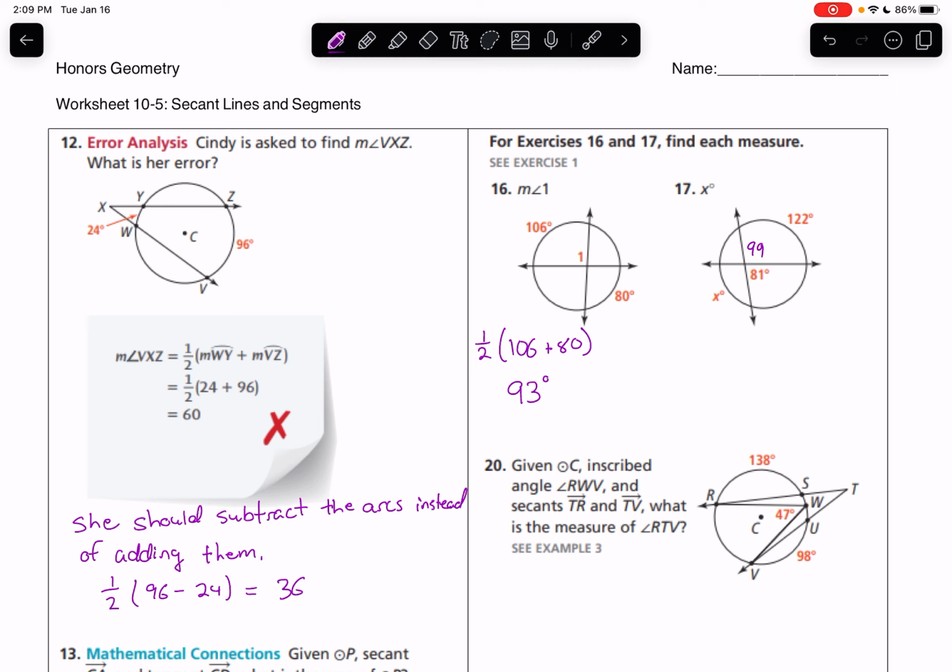So I set up the equation. 1/2 the sum of the arcs, x I don't know, but 122 I do, equals 99, that angle measure. Then I can multiply both sides by 2 to get rid of the 1/2 and get x plus 122 equals 198. Subtract 122. And I find out that x equals 76 degrees.